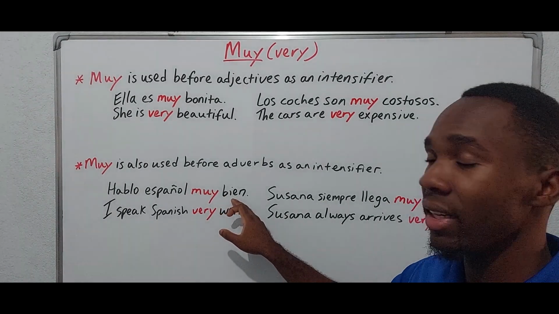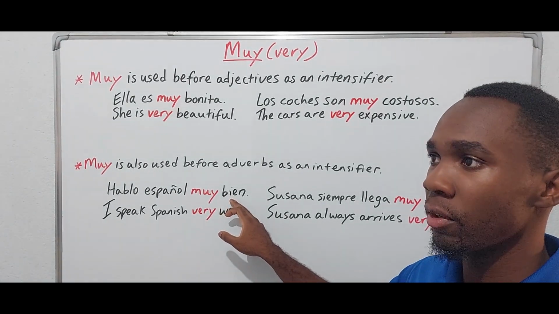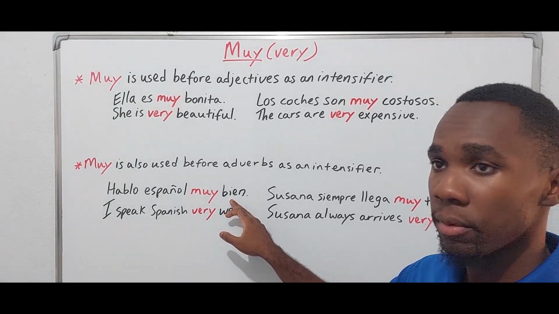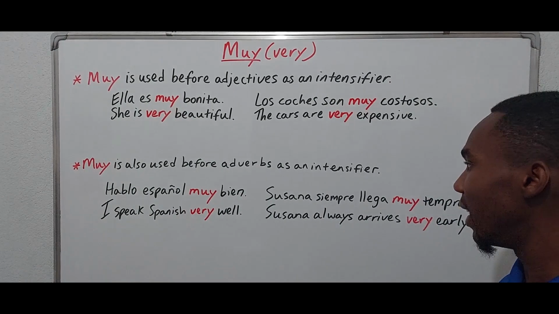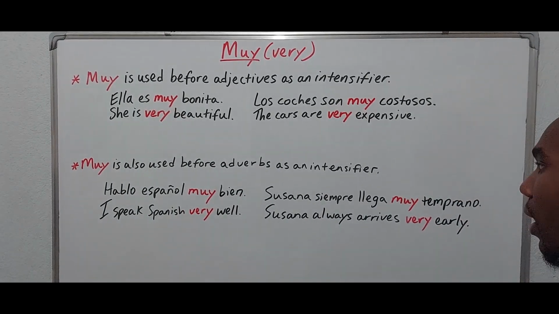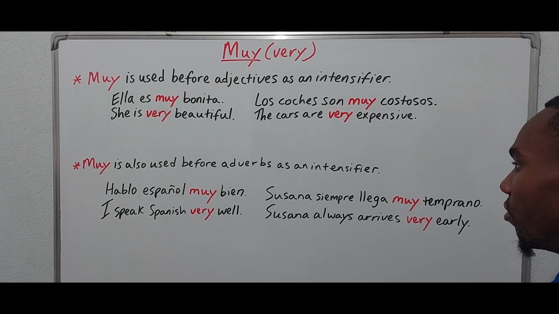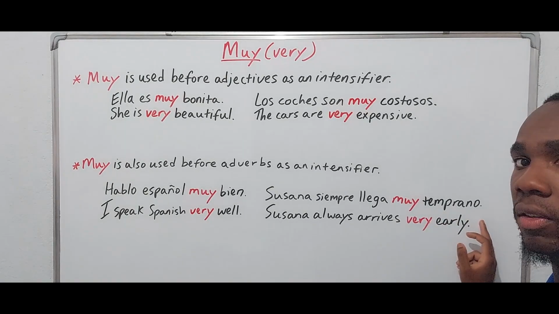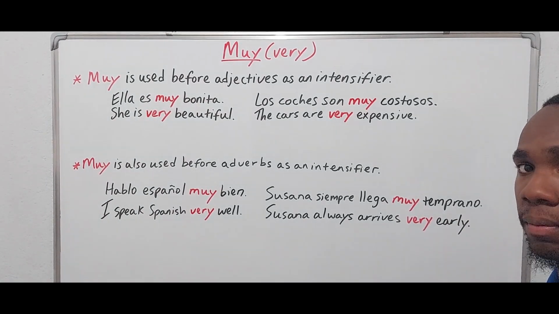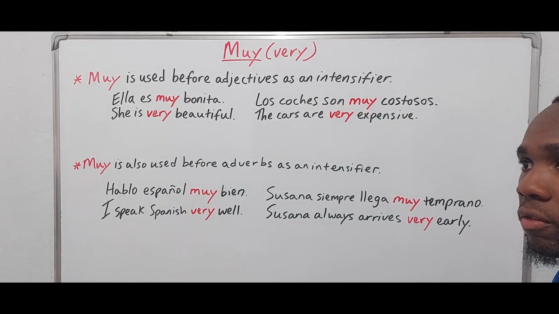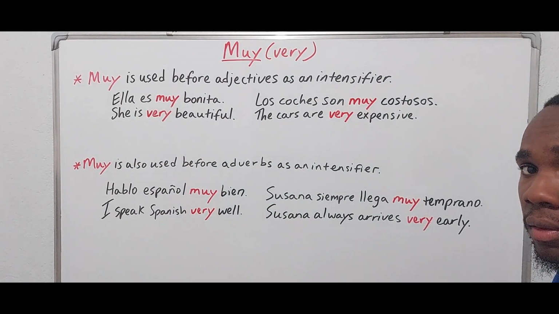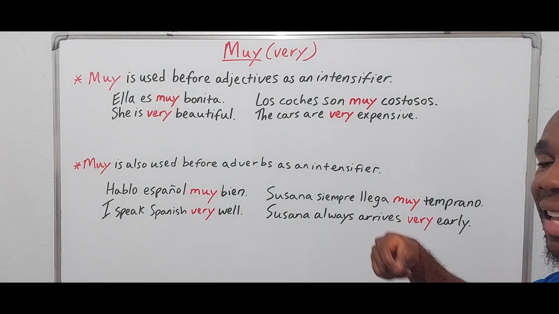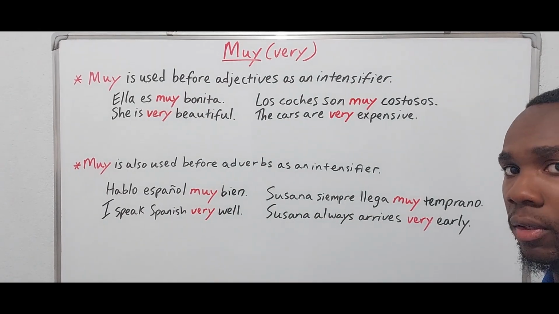So we have bien. Bien is an adverb, right? That's an adverb of manner, well, because that would describe how an action is performed. Susana siempre llega muy temprano. Susana always arrives very early, okay? So we have temprano here, which is an adverb of time because it answers the question of when, right? When does she arrive? Early. So muy just intensifies that adverb, okay?